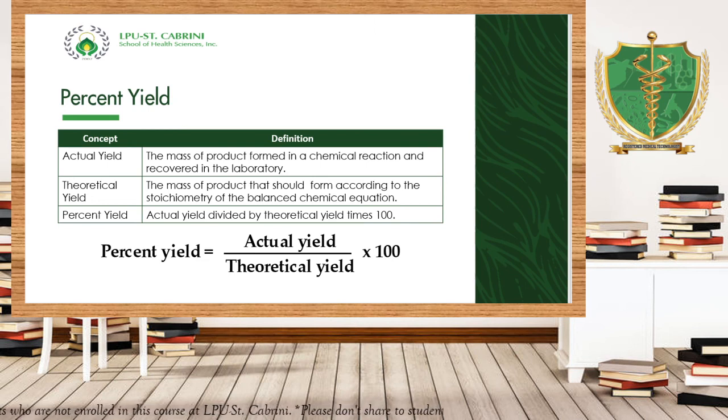So, gagawin niyo po ito sa laboratory niyo with Ms. Rovi. And we have theoretical yield, which is the mass of the product that should come from the stoichiometry of the balanced equation. Okay? So, meron po tayo dito ng example.